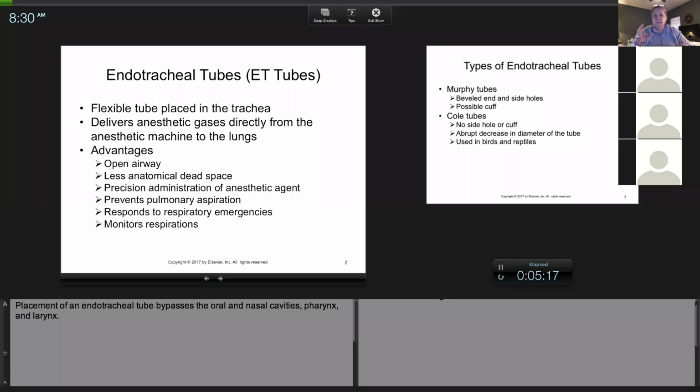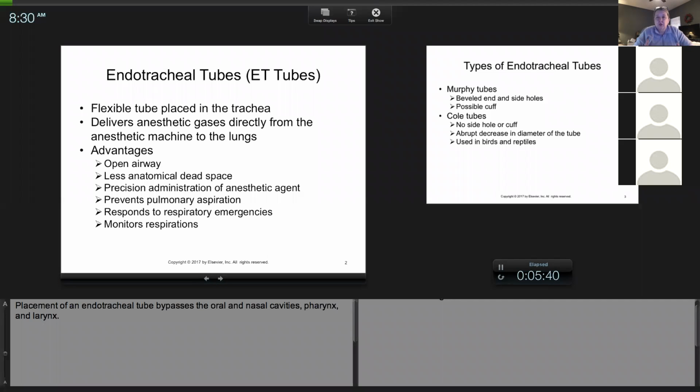And sometimes people don't understand what I mean by bypass, because the tube is going through those structures, but the gas is traveling through that tube. It's not traveling through those structures. No, yeah, I get that. Like it's not going to get absorbed in the tissues there. Exactly. It's not getting diluted out. It's not traveling through those tissues.